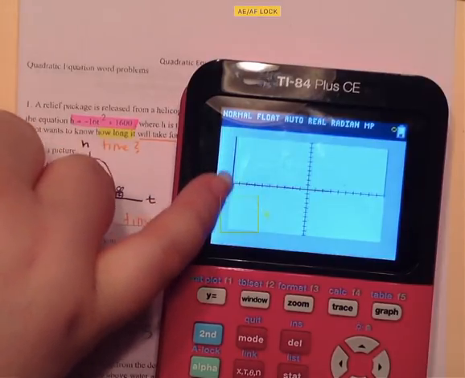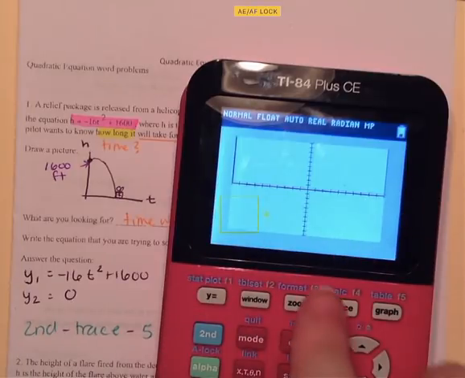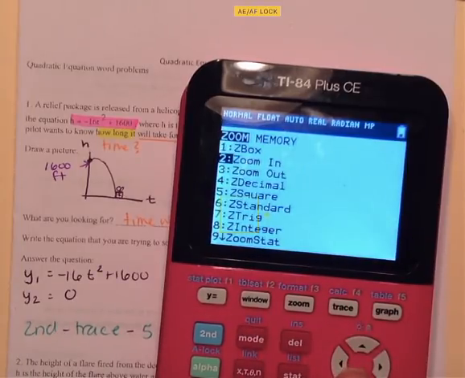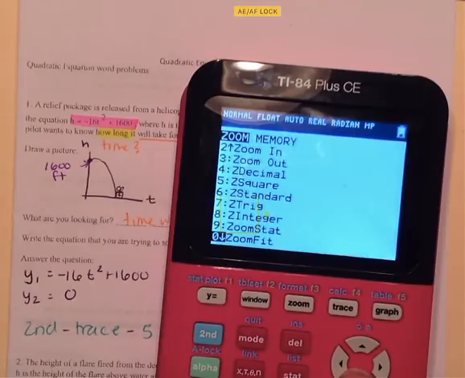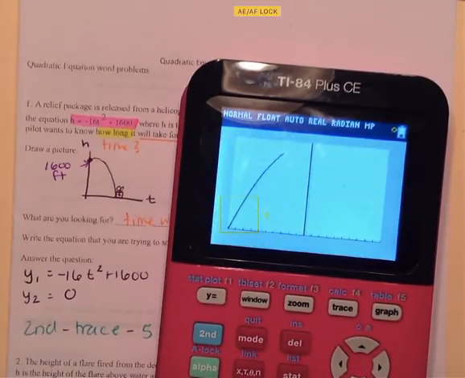This is where it's starting from, and then it comes out over here, so I can't really see my graph. I'm going to press zoom. I'm actually going to go down to zoom 0, which is zoom fit, so that it can actually fit the graph.